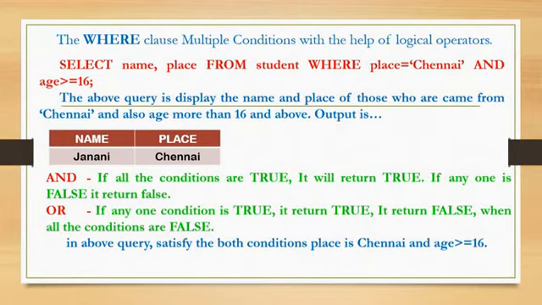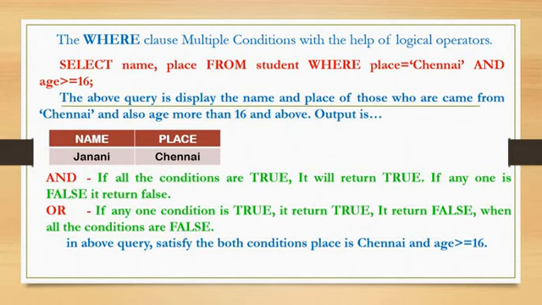See some more examples of the where clause. With the help of logical operators we can use multiple conditions in the where clause. If we want to check more than one condition at the same time, we have to use logical operators, which are used to compare more than one relational expression. See this example, there are two criteria, two conditions. What are the conditions?